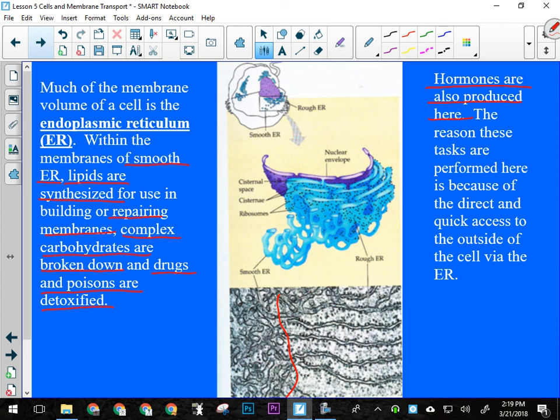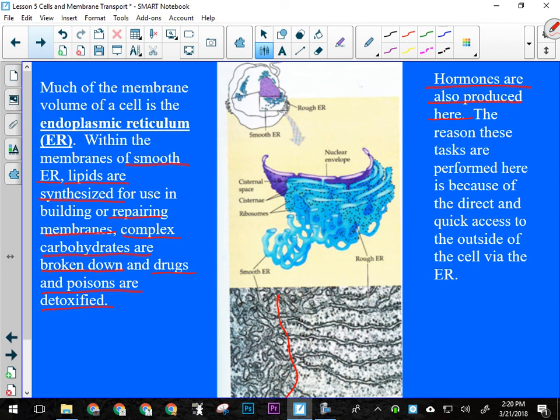Okay. The reason we want to do these jobs in the smooth ER is because the smooth ER is often connected directly to the cell membrane, which means if we've broken down drugs, poisons, or other toxic materials, they can go straight to the membrane without touching any other part of the cell, which is good because they're toxic and poisonous, and we wouldn't want them to interact with any other part of the cell.